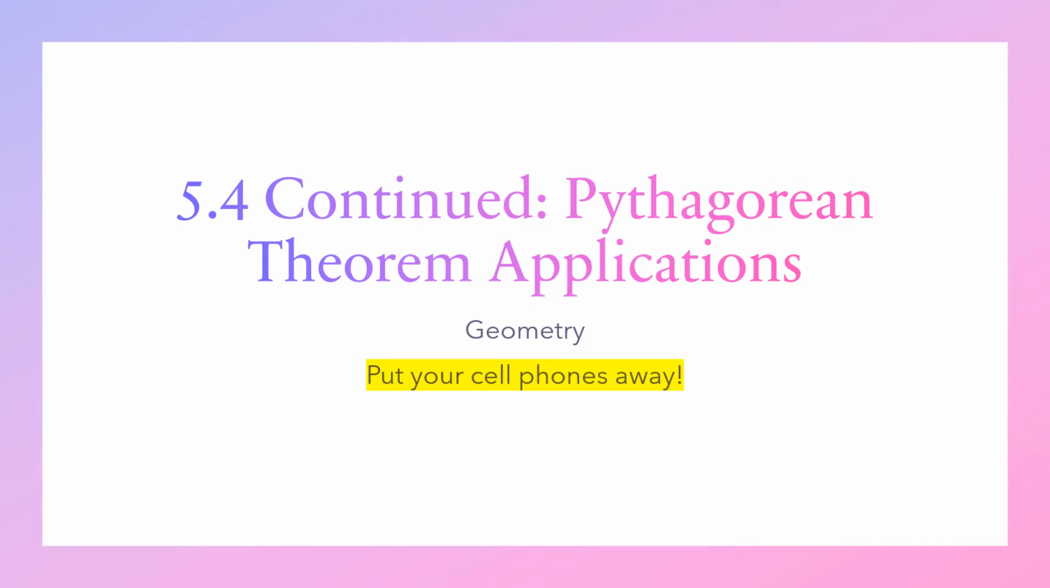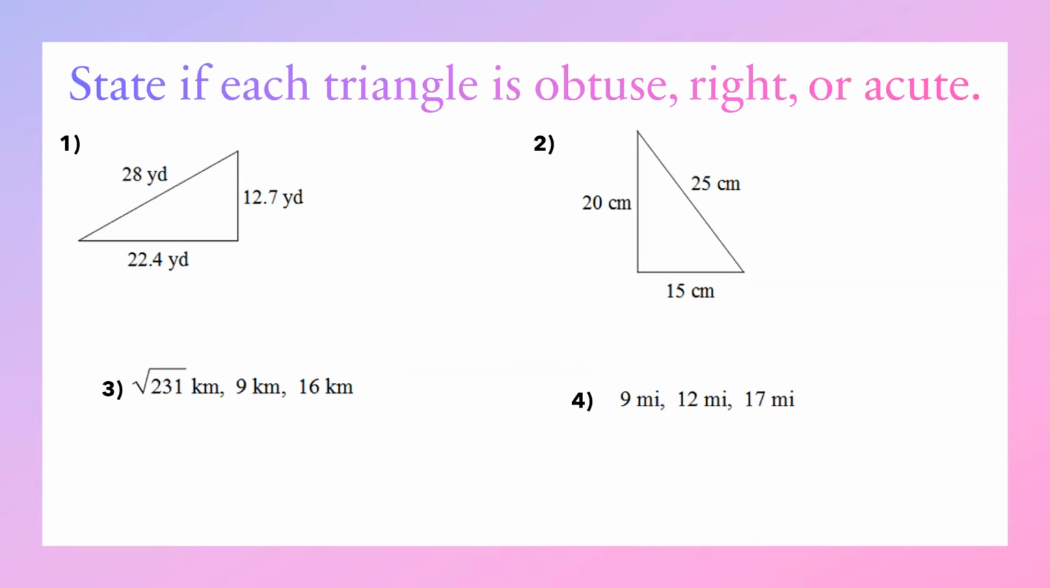We are continuing our 5.4 notes and doing some more Pythagorean theorem applications. State if each triangle is obtuse, right, or acute. To figure this out, you need to use, well, not the Pythagorean theorem, but you need to do your two smallest sides.